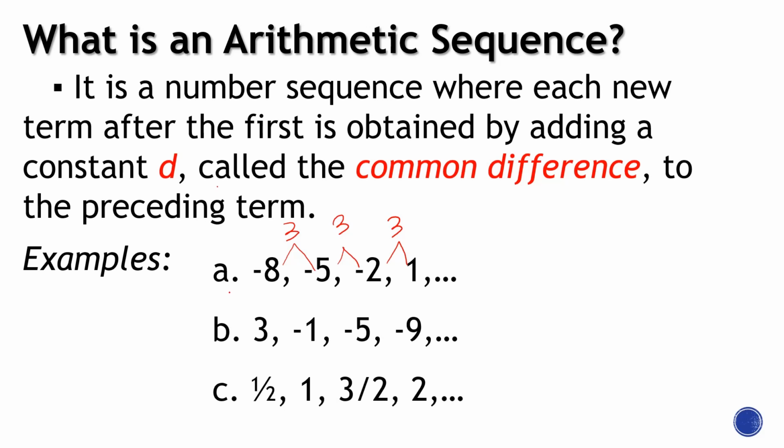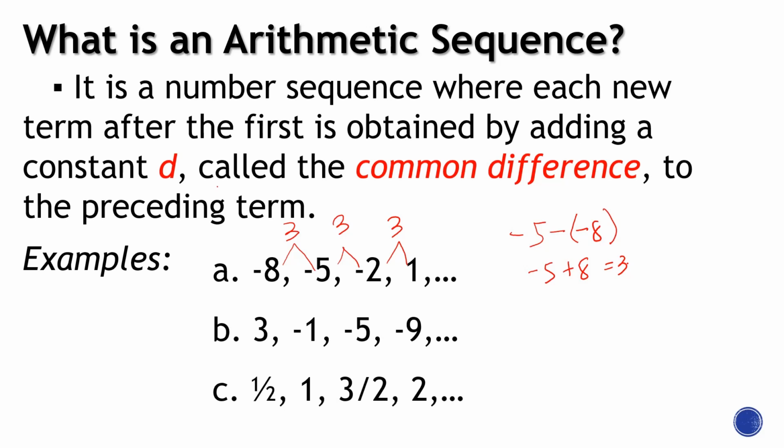So for letter A, we can have -5 minus -8, right? It's the same as -5 plus 8, and that will give us +3. Same way with -2 minus -5, it's also equal to +3, and 1 minus -2.